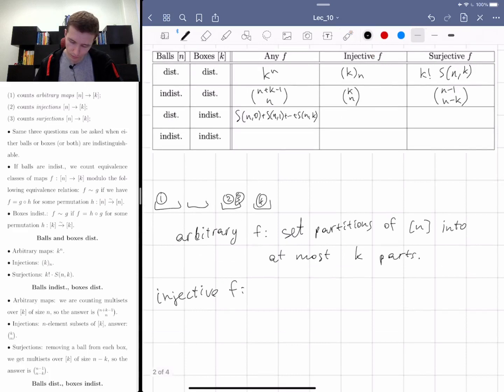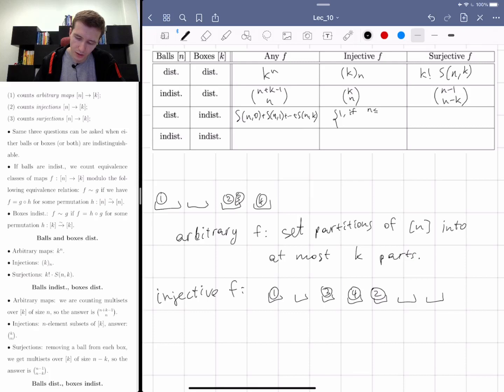If the number of balls is higher than the number of boxes, then you can't really do that. Otherwise, it doesn't really matter. 1, 2, 3, 4. I mean, it doesn't matter which box you choose because they're all the same, and you put at most one ball in each. So the answer is basically, it's either 1 if n is less than or equal to k, and 0 otherwise.